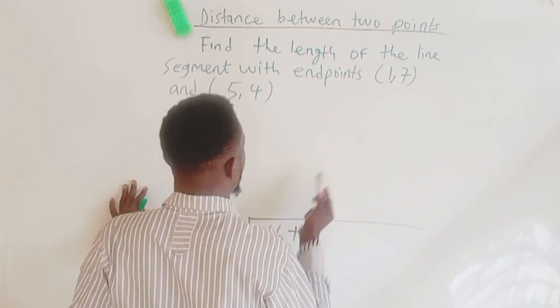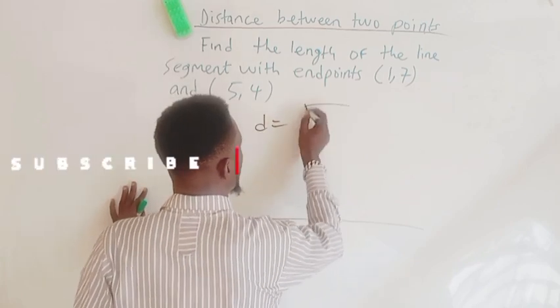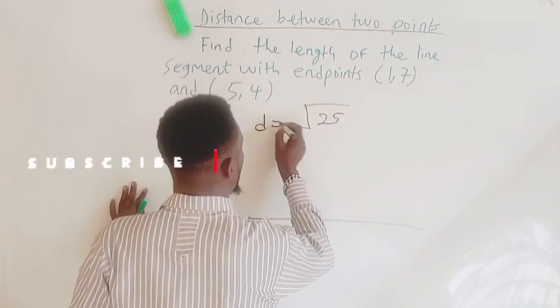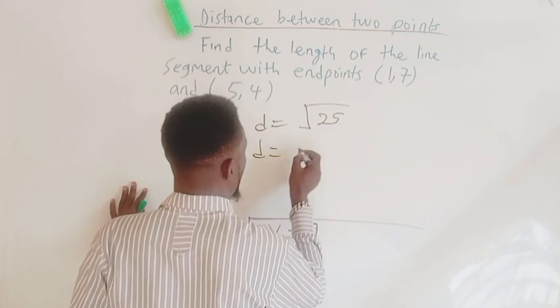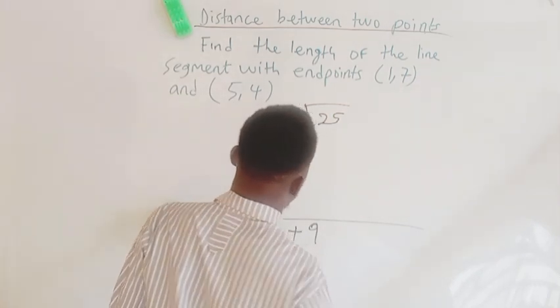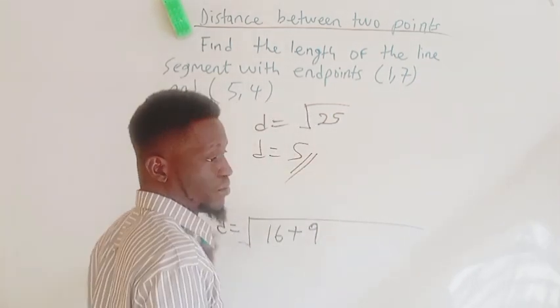16 plus 9, we have 25. So our square root of 25 is 5. Okay, so 5 is the answer to this simple question.